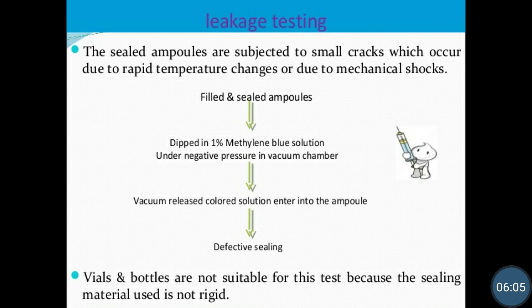After that, if there is any leakage or if there is incomplete sealing of the ampules, the methylene blue solution enters the ampule and the contents in the ampule are observed as colored. The ampules with colored contents were rejected. So this is the leakage test to check if there is any incomplete sealing of the ampule or if there are any cracks or pores on the ampules.